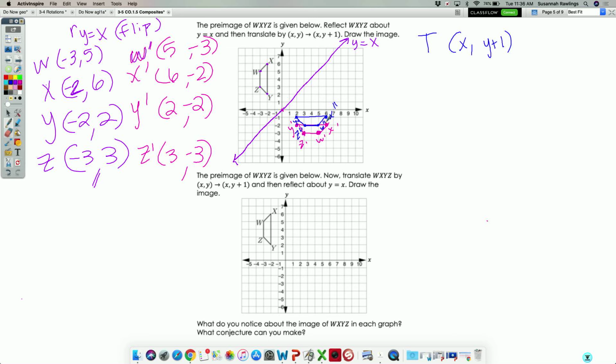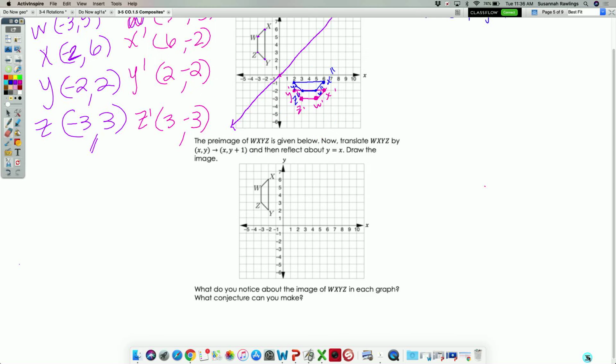Questions there? This is really just taking what we learned last time and putting them together. So look at the one underneath. You'll notice I have the same pre-image. What's the only difference with this problem and the last one? It's flipping order. Yeah, we're changing the order, right? It's telling me to translate first, so let's go ahead and do that. We're still moving in what direction? Up 1. So let's move all of our points up 1.